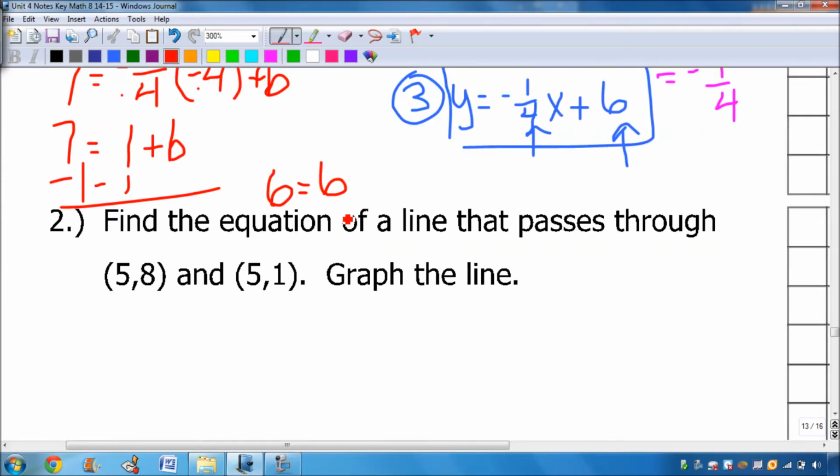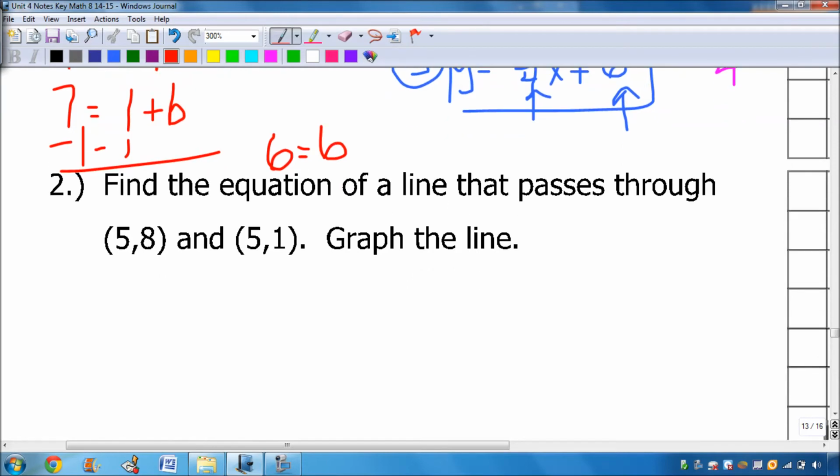All right, number 2 says find the equation of a line that passes through 5, 8, and 5, 1. This one's trickier, so make sure you really understand what it is that I'm talking about here. So you need two things. You need the slope and you need the y-intercept. So let's find the slope.